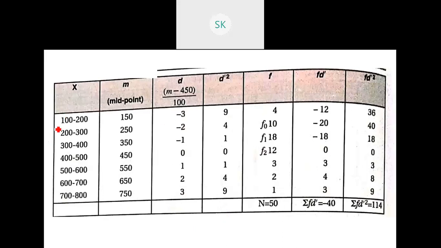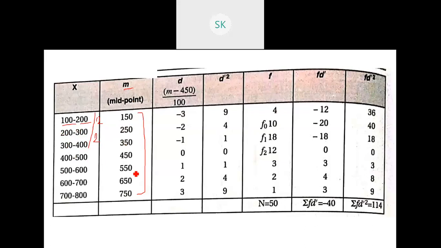So first we have the class intervals and we have calculated the midpoint. Again, how to calculate midpoint? It is as usual 100 plus 200 by 2, that is lower limit plus upper limit divided by 2. So here we have calculated the midpoint for all of the class intervals. Again I repeat, midpoint you have to calculate lower limit plus upper limit divided by 2. So that is going to be 200 plus 300 by 2, 300 plus 400 by 2, 400 plus 500 by 2. Like this we are going to solve for midpoint.